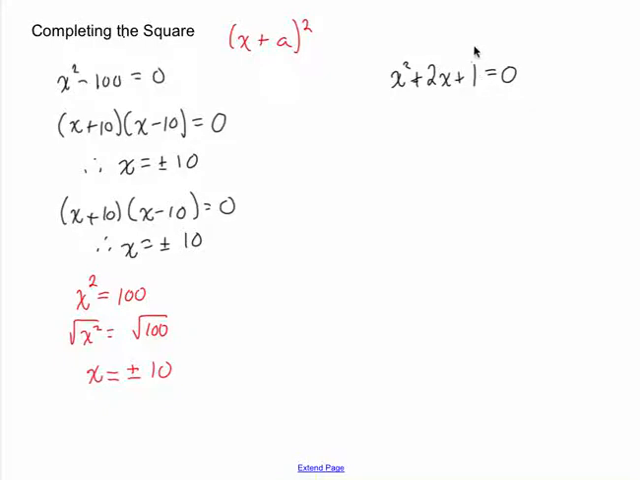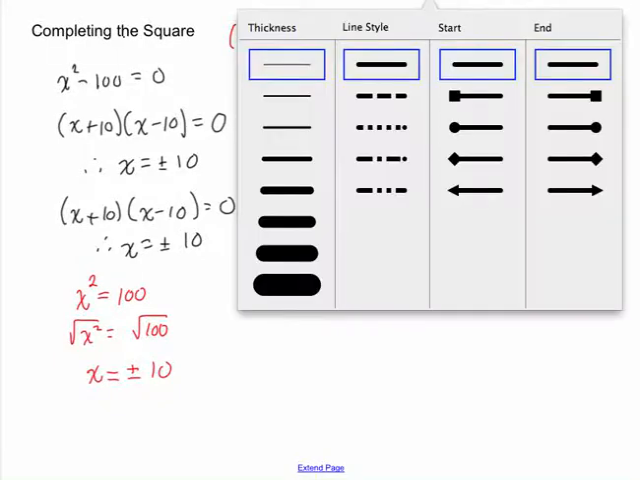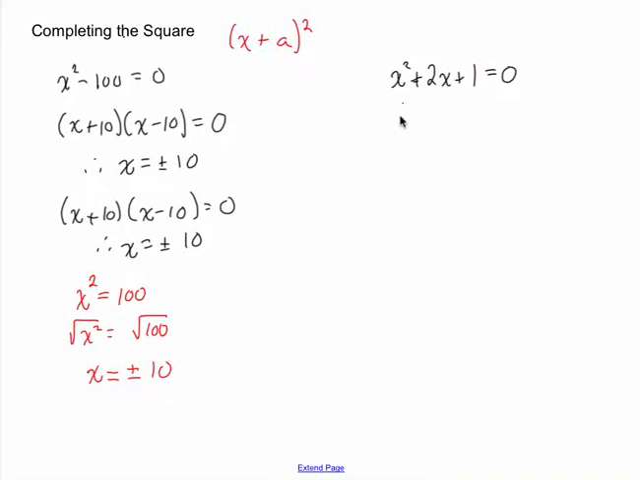Same sort of deal, but at least we have a trinomial now. If we factored this, we would end up with x plus 1 times x plus 1 is equal to 0, and then we could conclude that x is equal to negative 1. That's one way to do it.